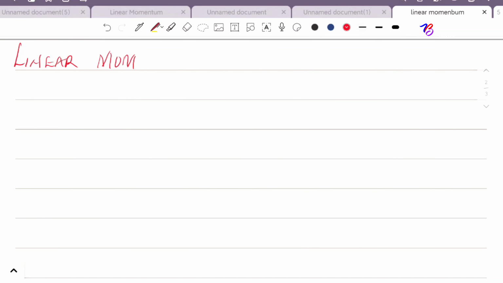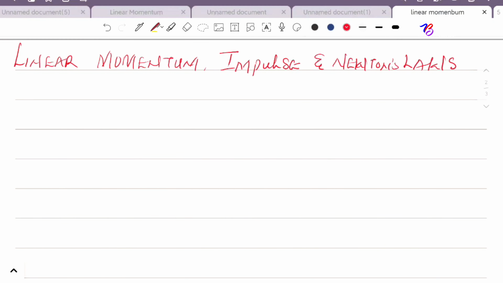Today we'll be dealing with linear momentum, impulse, and Newton's laws of motion. Are we together? This will be purely physics concepts. Later, we'll combine this with biblical concepts. So by definition, what is linear momentum?